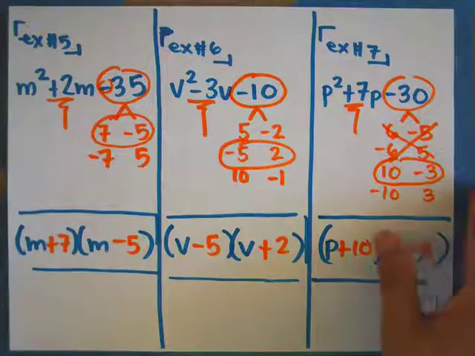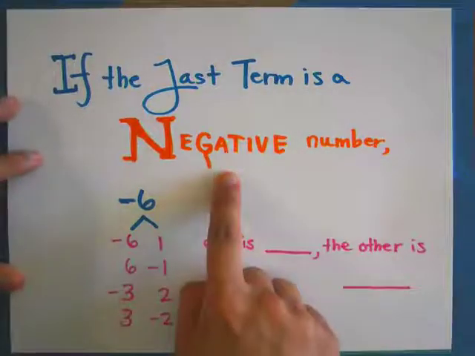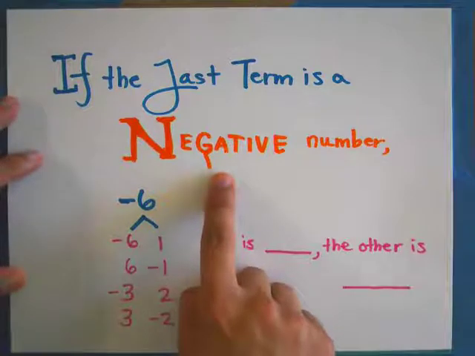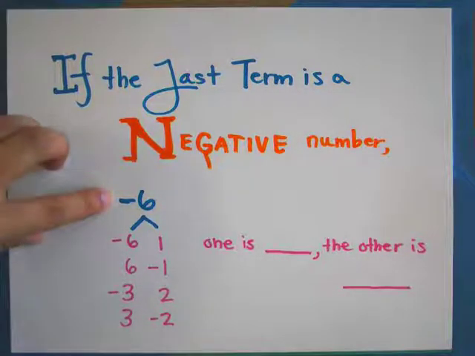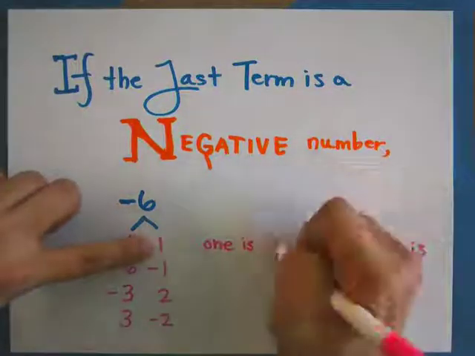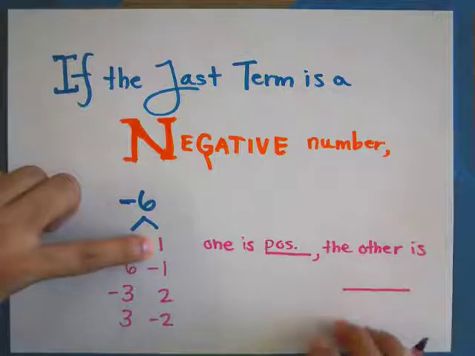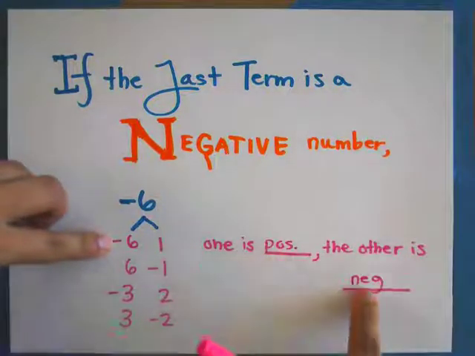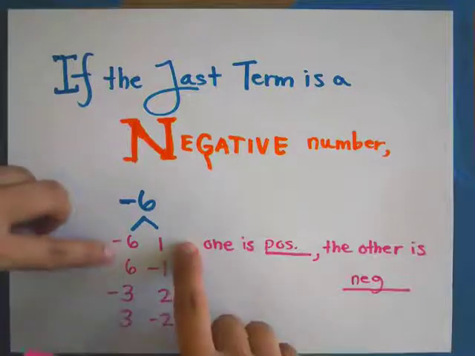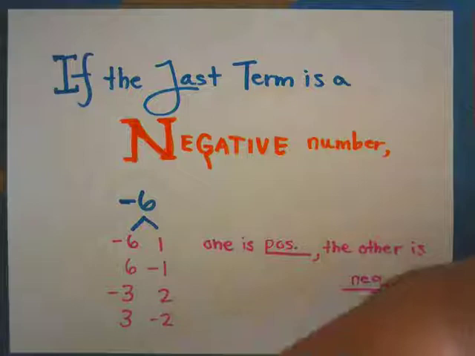All right, so in a small summary, and then we'll get to the next examples a little bit later. If your last term is a negative number, like on the last 3 examples, for example negative 6, one of your numbers in the pair has to be positive, and the other has to be negative, because a positive times a negative is a negative number. So just be careful with that, okay?